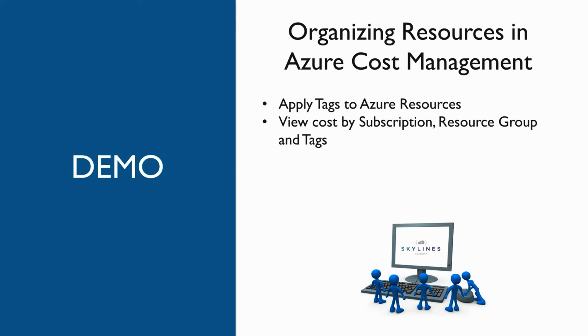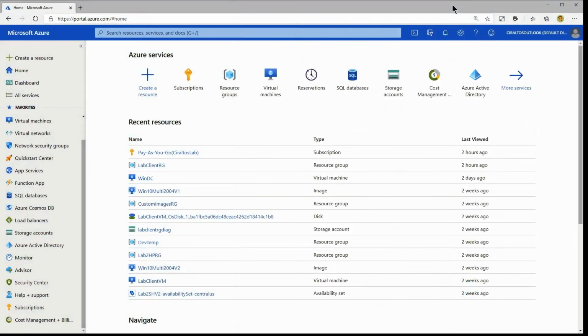Now that we know what tags are, let's move on to a demo and apply tags to resources in Azure, and then view costs by the subscription and filtering to resource groups and tags. To follow along, you will need to log into the Azure portal with an account that has the rights to view and modify properties on the Azure object. Please join me in the portal to get started. Let's start by applying tags to a resource group and then some resources. We'll start in the portal. From here, we'll go to resource groups.